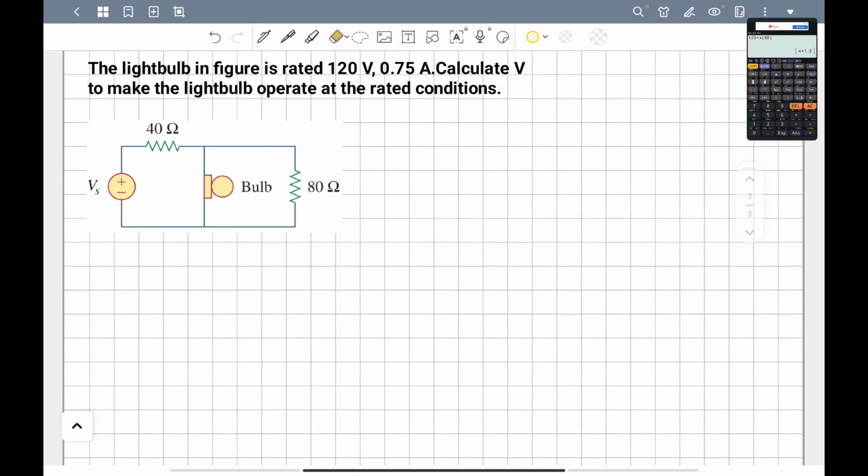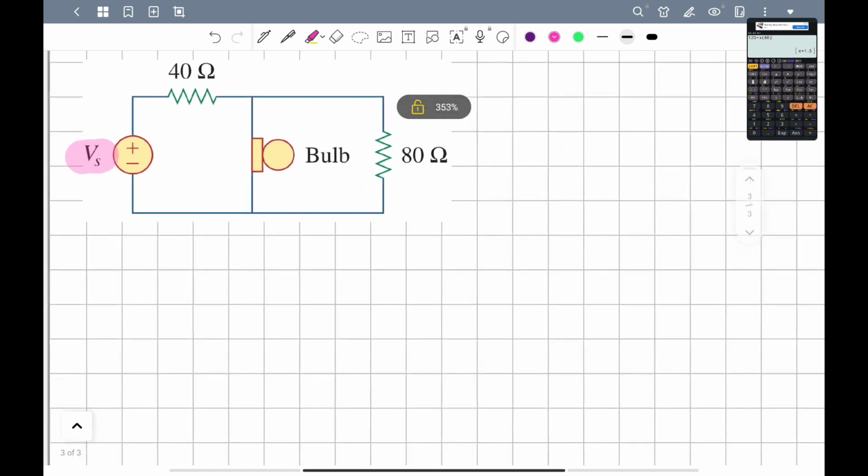Okay, in this problem, the light bulb in the figure is rated 120 volts with 0.75 ampere. Calculate the volts to make the light bulb operate at the rated conditions. So, what we are going to find is the volt source. Okay, we are just to input our givens.